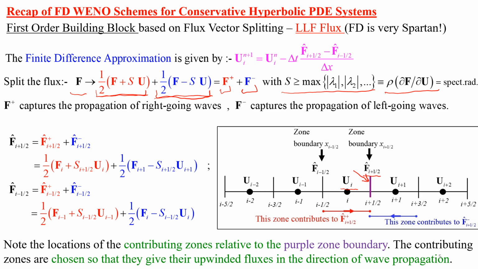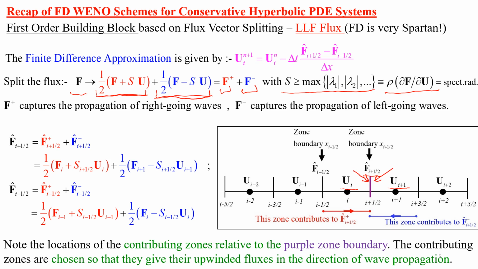Likewise, we can say, how do we get F plus at zone boundary I plus a half? The answer is that the zone I will contribute. How do we get F minus at zone boundary I plus a half? The answer is that the upwinded zone relative to that boundary is U I plus 1, and it will contribute F minus at the zone boundary I plus a half.